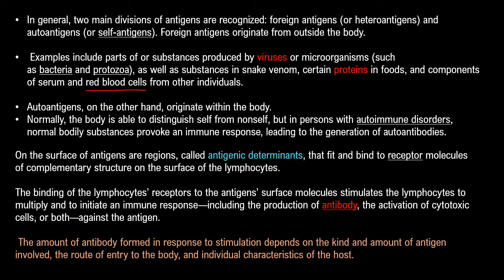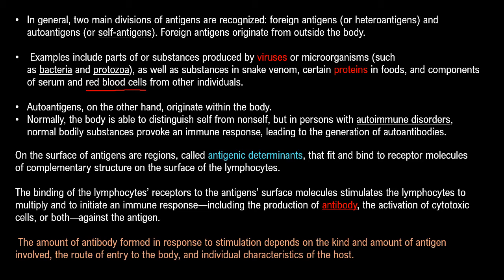Next, on the surface of antigens are regions called antigenic determinants, similar to the epitope. It binds to receptor molecules of complementary structure on the surface of lymphocytes. That is the lock and key model between the antigen and antibody. The part of the antigen which fits into a specific antibody is known as the epitope, and the part present on the antibody is known as the paratope. So that works as a lock and key model.